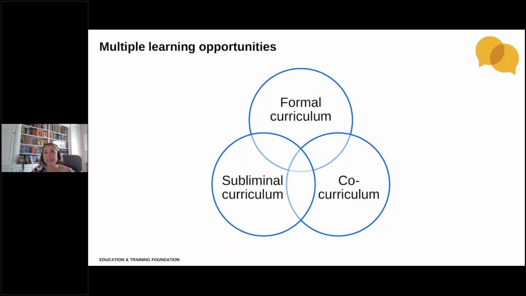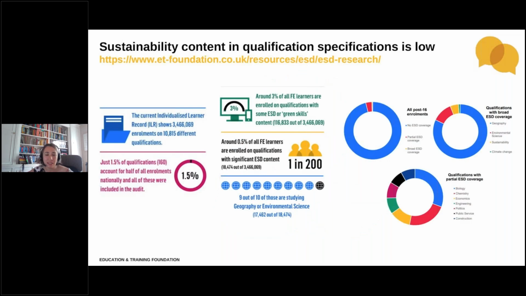As I said at the beginning, there's definitely some really fantastic examples of effective practice for ESD and good practice for ESD across the country. But at the moment, the majority of that isn't coming from qualification specifications. We did some research last year. We did an audit of enrolments across the country, and specifically we looked for strong ESD content in the qualification specifications that are used across the sector.